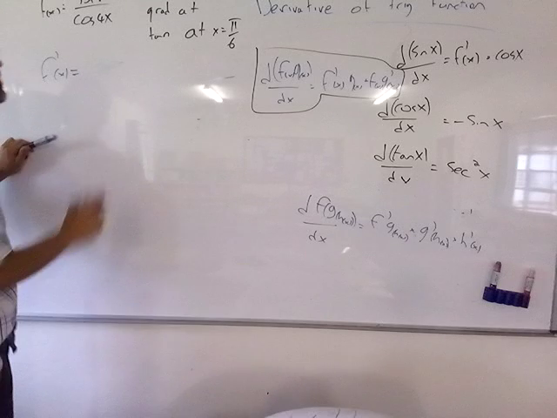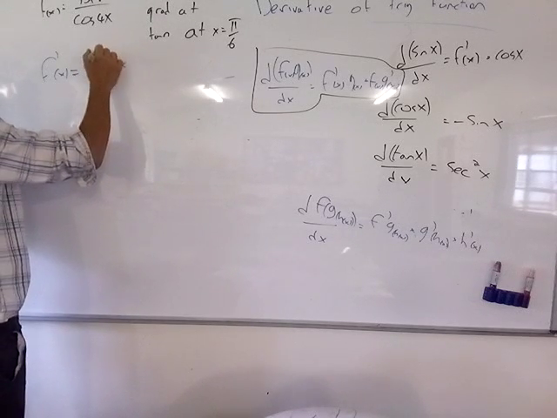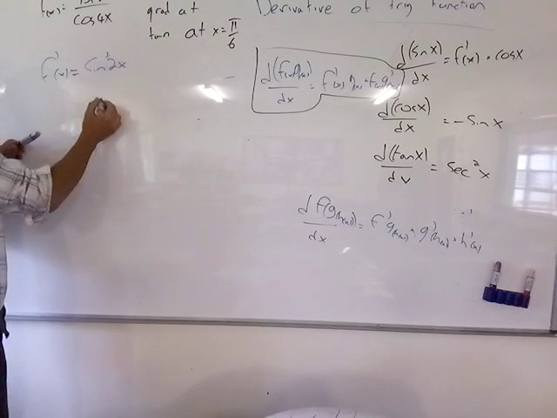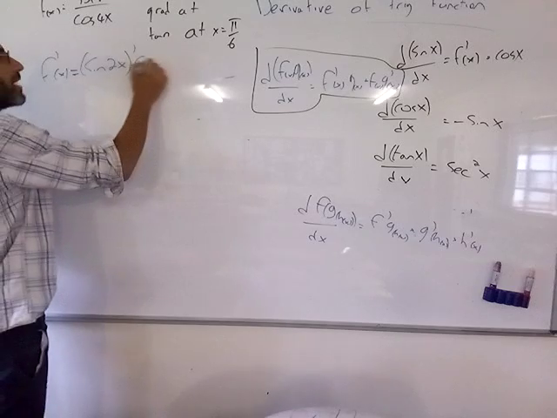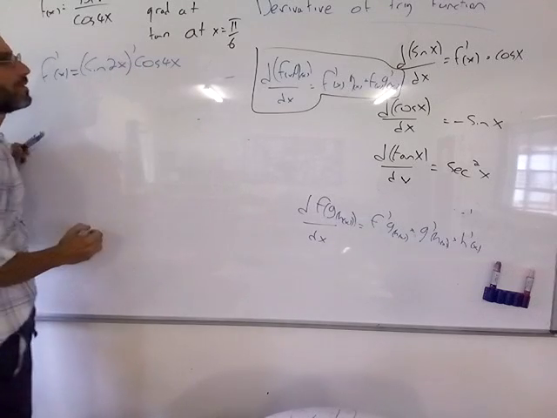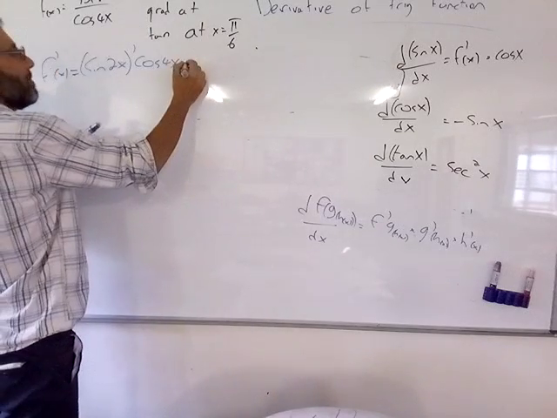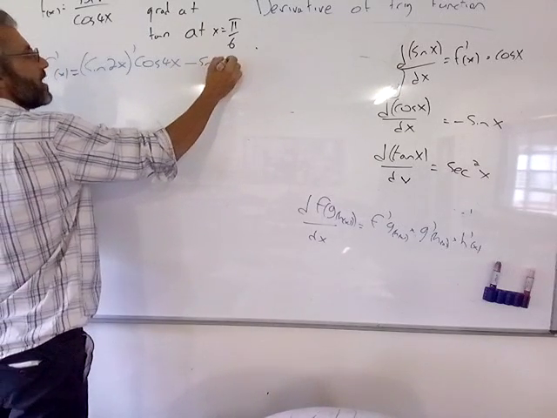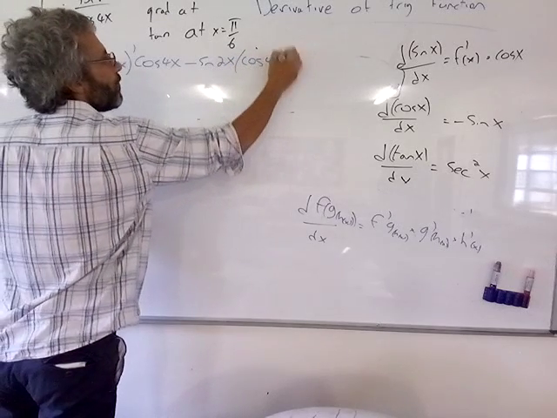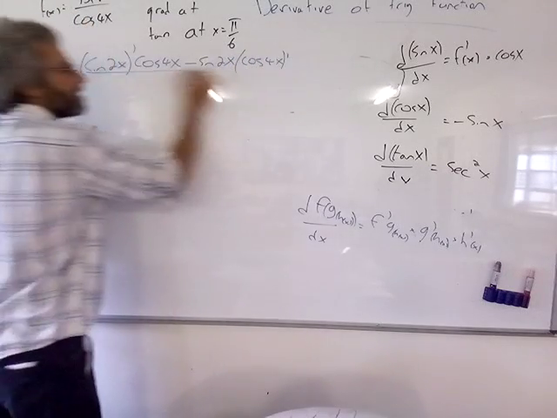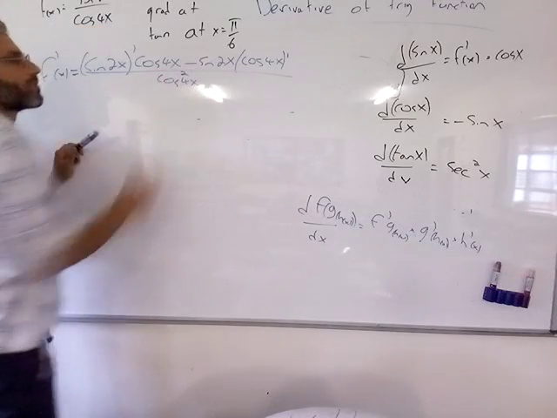Maybe I'll write it in a couple of stages. So I need to find the derivative of sine 2x, and I'll write it down like this. I'll find the derivative of sine 2x multiplied by cosine 4x, using the product rule. And then I'm going to minus sine 2x multiplied by the derivative of 4x. And all that divided by cosine 4x squared.